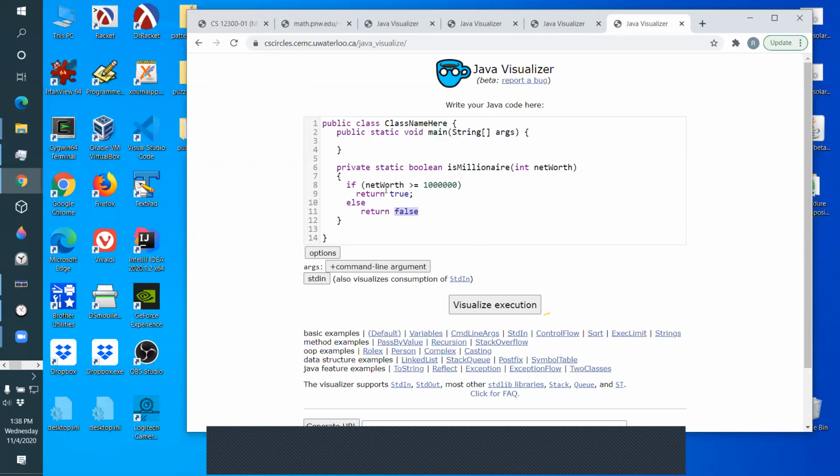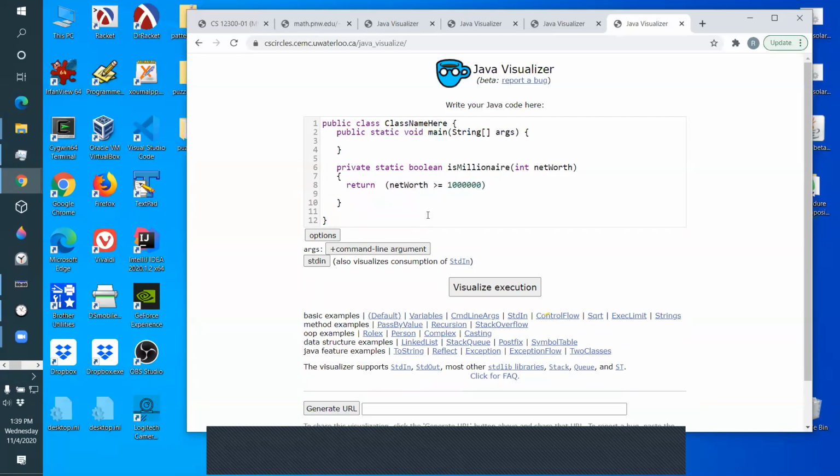You could just say return net worth greater than or equal to $1 million. Because notice, if this is true, return true, which is what it is. If this is false, return false, which is what it is. So I'm always returning this thing here. So I can shorten this problem to just return that, just like the other one. Then I put a semicolon at the end. So it can be shortened to just one line.